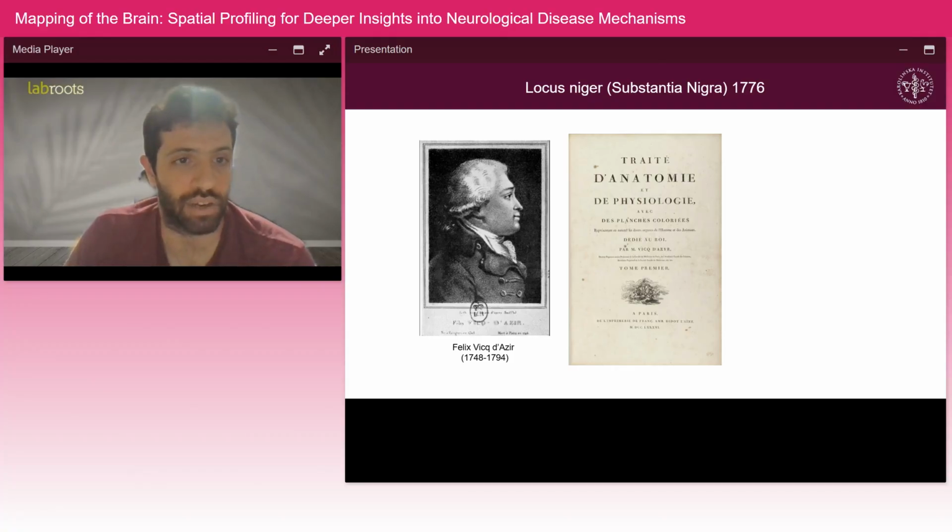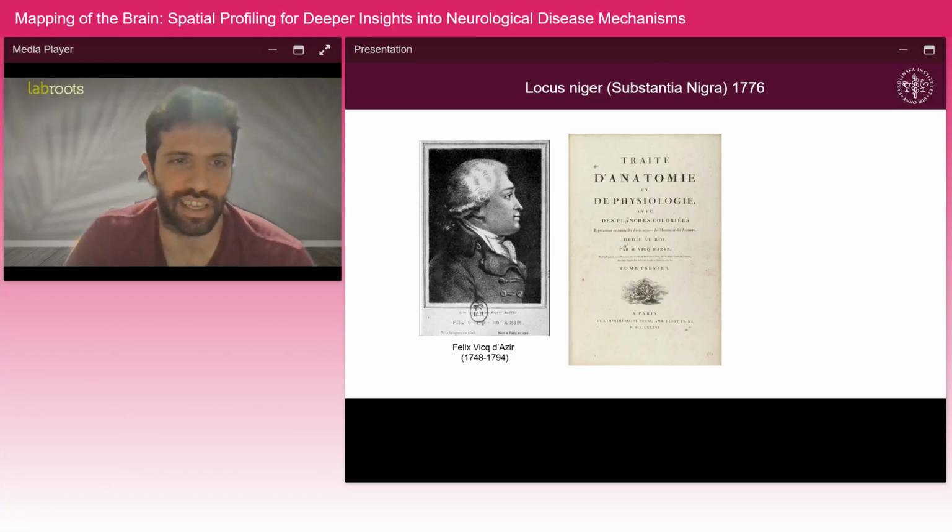That is the main area that is studied in Parkinson's disease. And I will go through the history of substantia nigra briefly to show you how we advanced from just pointing it out as a black substance in the brain to now knowing that it has numerous different cell types that project to different brain areas.